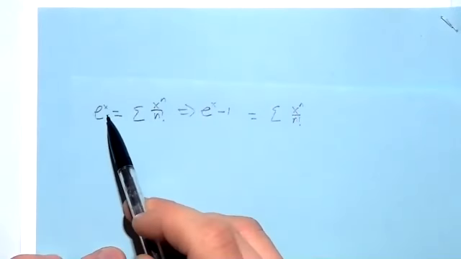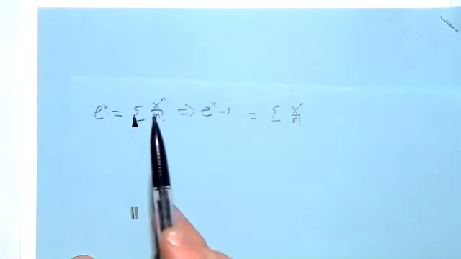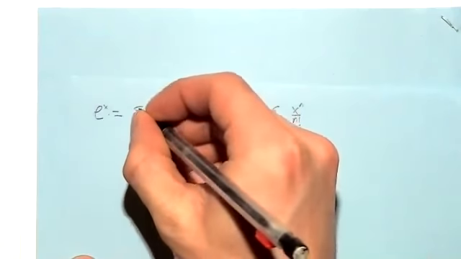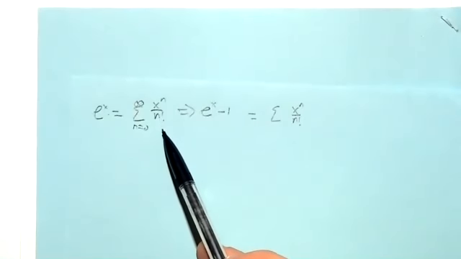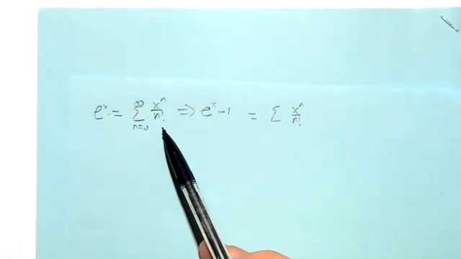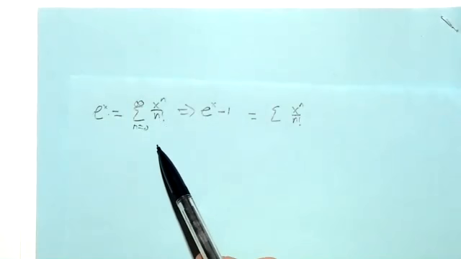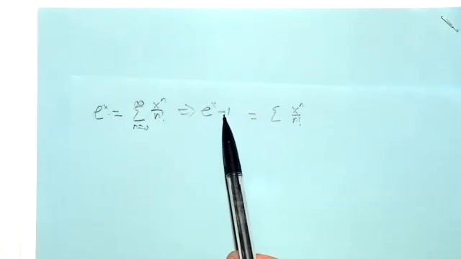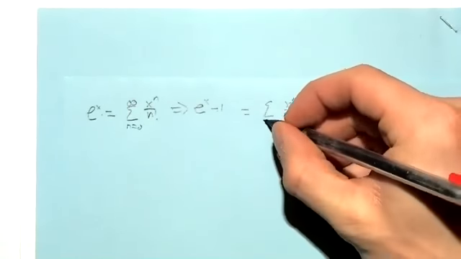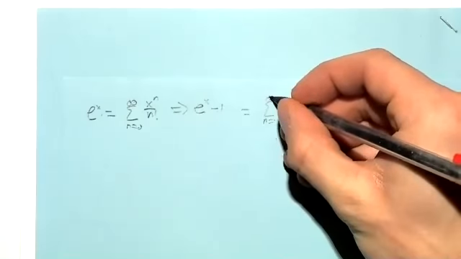In that table I just showed you, e^x is equal to the summation from n equals 0 to infinity of x^n over n factorial. So we're going to start with that. Now we can say that e^x minus 1 is the exact same thing, but n starts at 1 instead of 0 because of the minus 1.